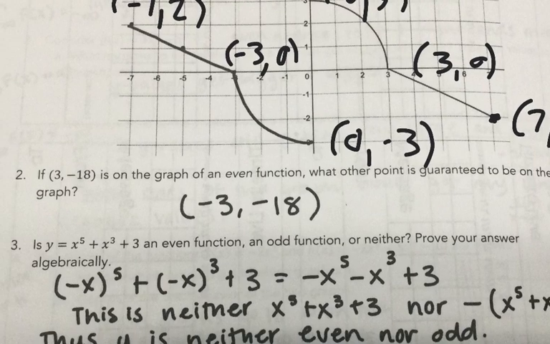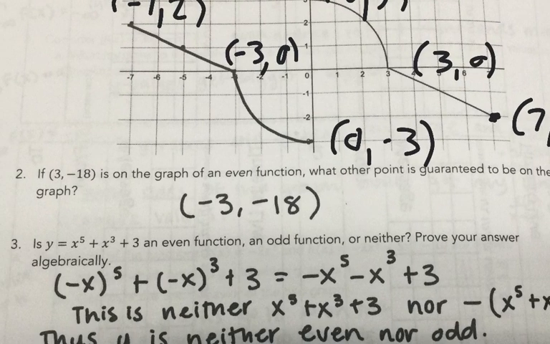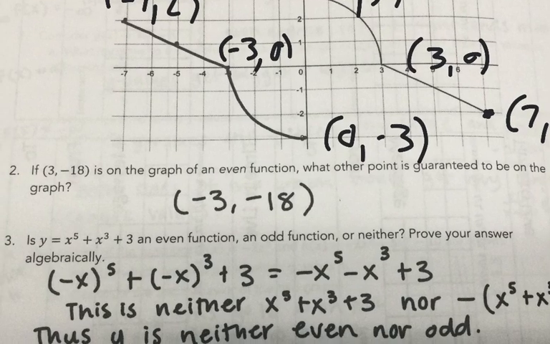Number 2, if 3, negative 18 is a point on a graph of an even function, what's another point that you know must be on the graph? So again, just to review, for an even function, opposite signed x give the same y values. So if I know 3, negative 18 is on the graph, opposite signed x gives the same signed y. So negative 3, negative 18.